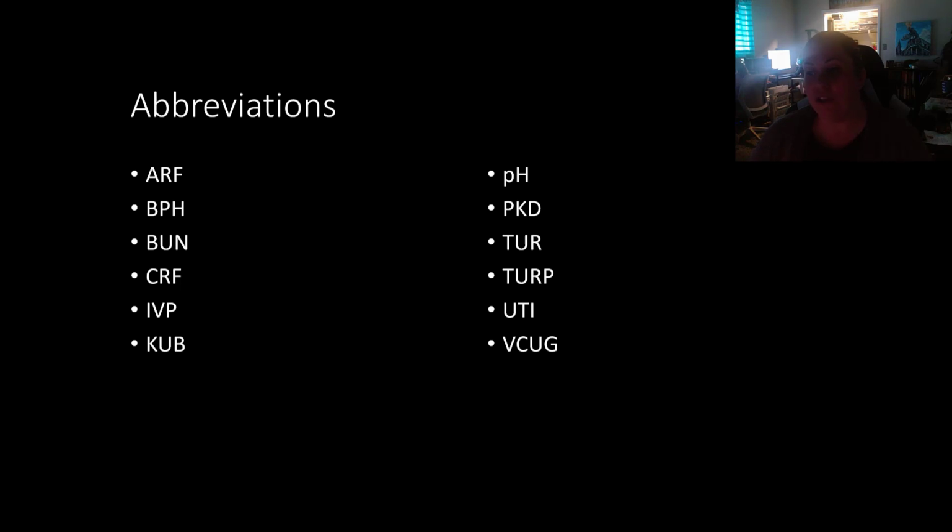TUR, which is going to be transurethral resection. TURP, which is transurethral resection of the prostate. So actually taking the prostate out through this process. You can have what we call UA, or they do like a U/A. That's not on here, but that's for urine analysis. We also can see a UTI, which is a urinary tract infection, and VCUG, which is voiding cystourethrogram, where they are going to look at how well the bladder releases urine before, during, and after, okay? And so making sure that is working properly.